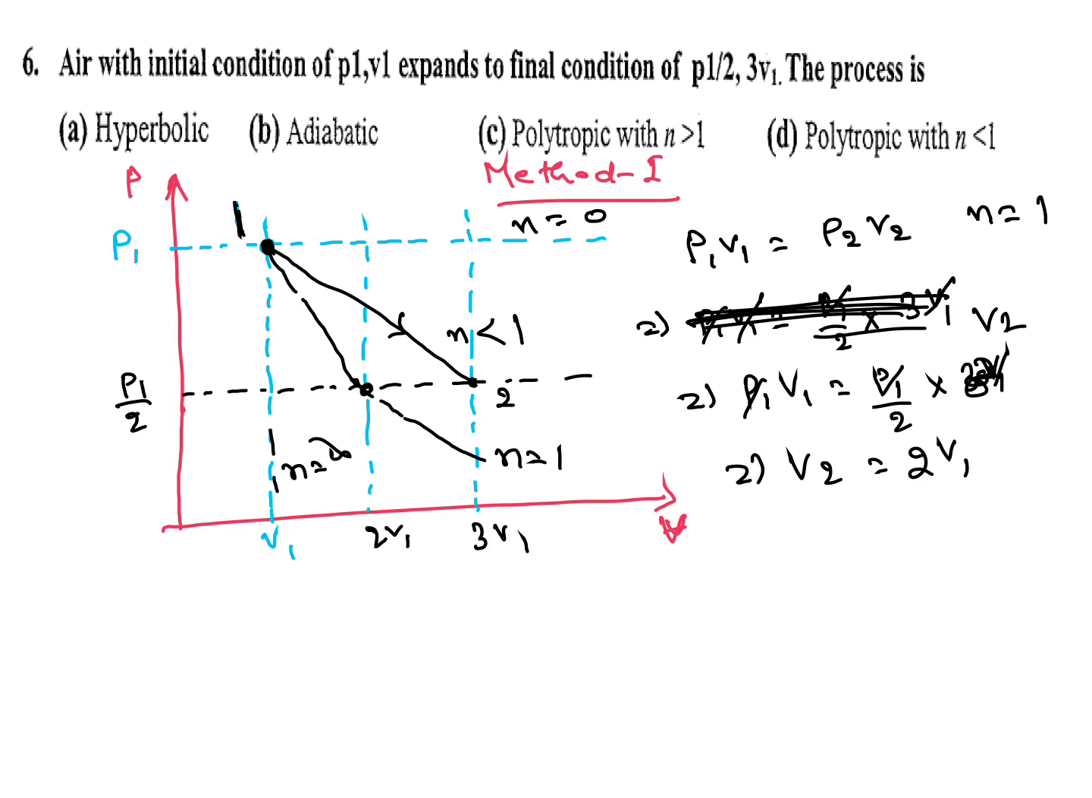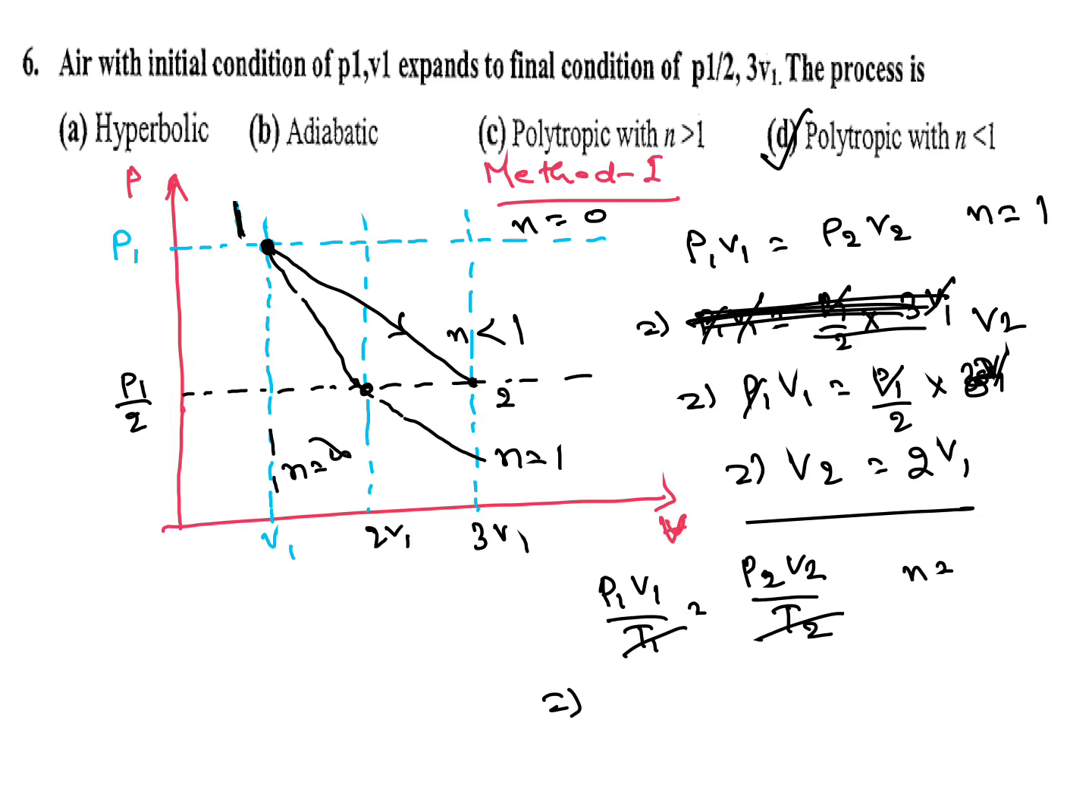Here again I am repeating this term. P1 V1 by T1 equal to P2 V2 by T2. Isothermal, so T cancels. n equal to 1 isothermal case. If P1 is reducing by 2, then V2 should increase by 2 times. This one we will put here. We will get n is less than 1.